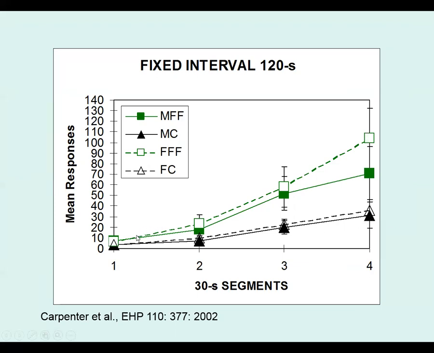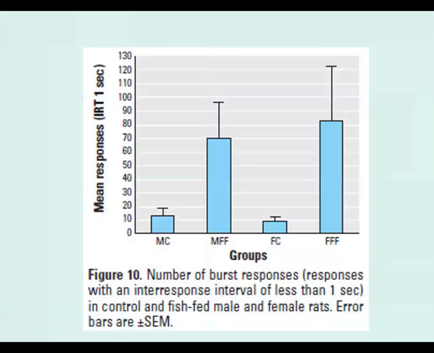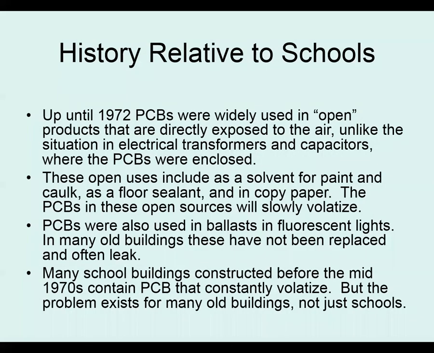But the rats that had been fed the contaminated fish pressed much more rapidly. And in fact, every now and then they would give these very rapid pulses, saying, damn it, give me the water. And this is certainly characteristic of what we see in children with ADHD. They're impatient. They don't deal well with frustration. And that is a concern.